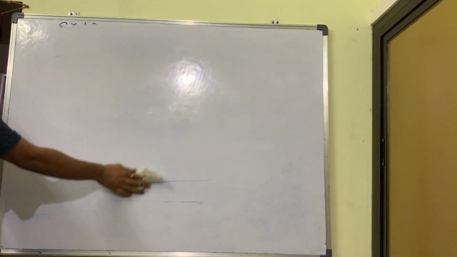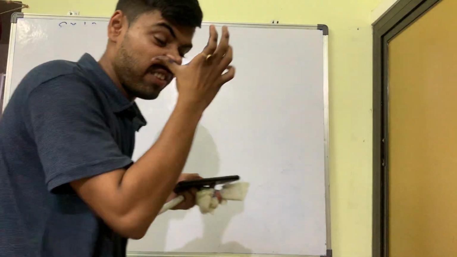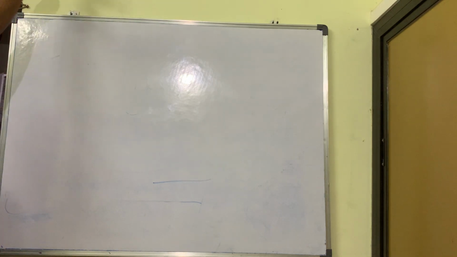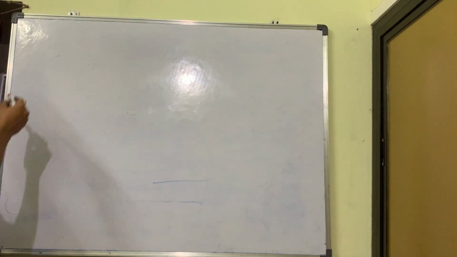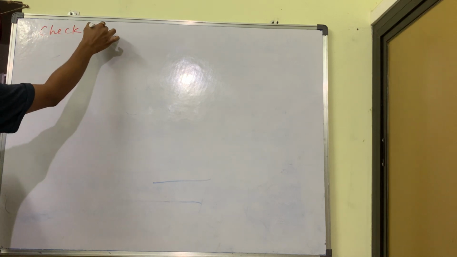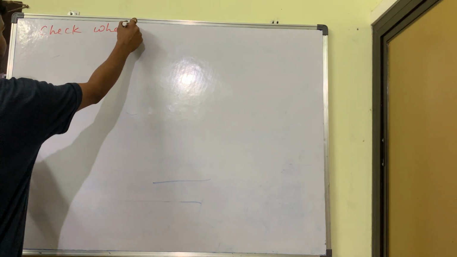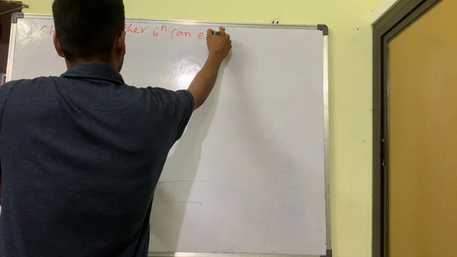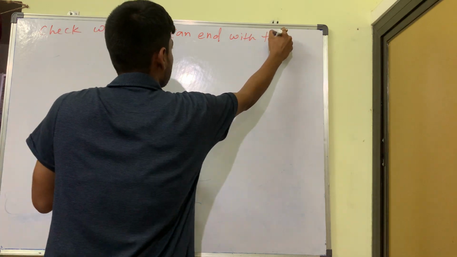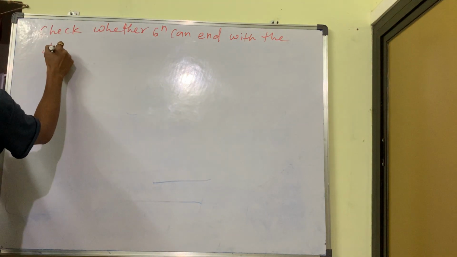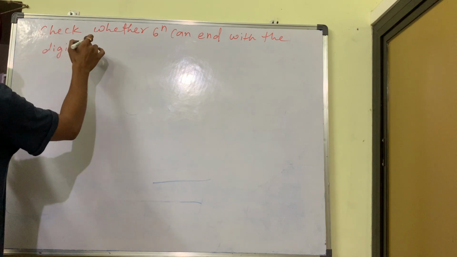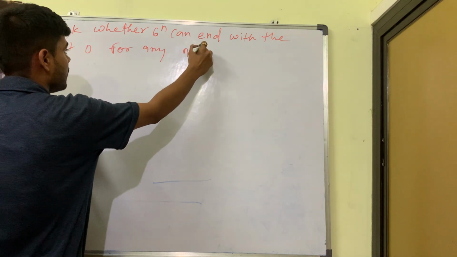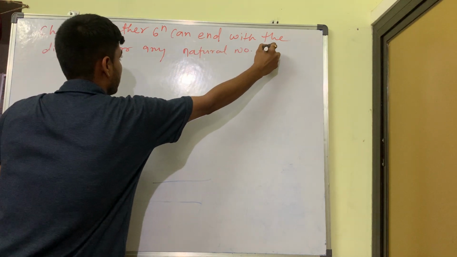Next question is there. I will write the question here. This is a very important question. That's why I will write here, and according to that, I will give you 2-3 more examples on that. Check whether, the spelling of whether, I don't know. I am very weak in English, na? That's why. Check whether 6 to the power n can end with the digit 0 for any natural number n.